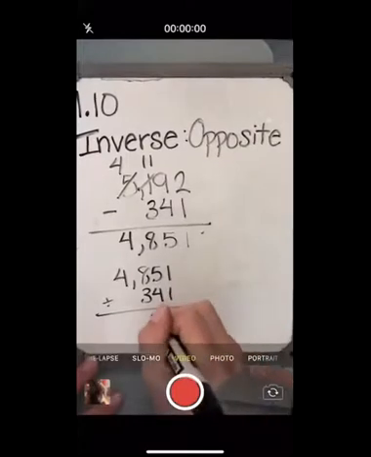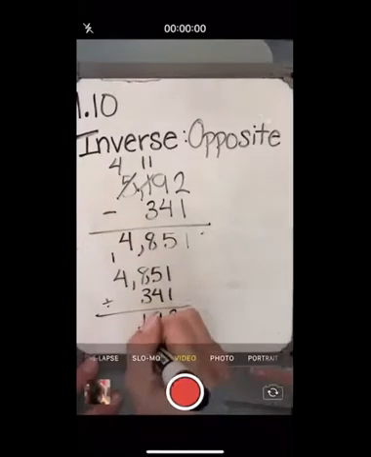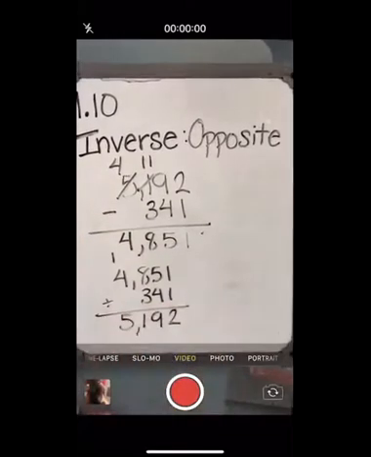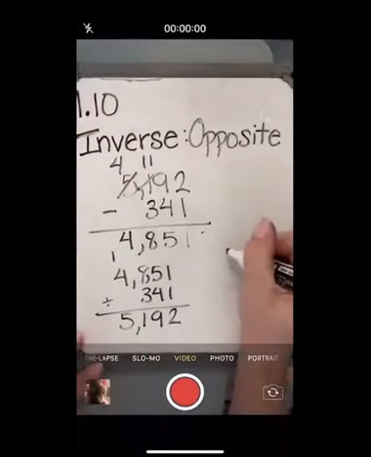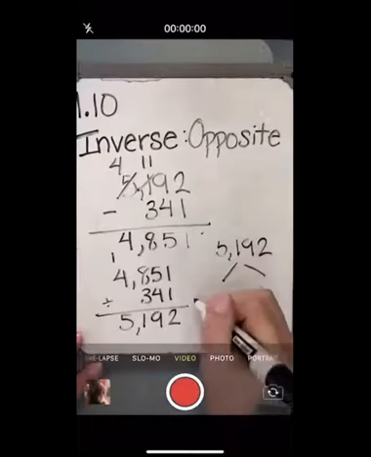5 plus 4 is 9. 8 plus 3 is 11. Carry my 1. I've got to drop my comma. 5,192. And again, this works when we use the break apart method here.